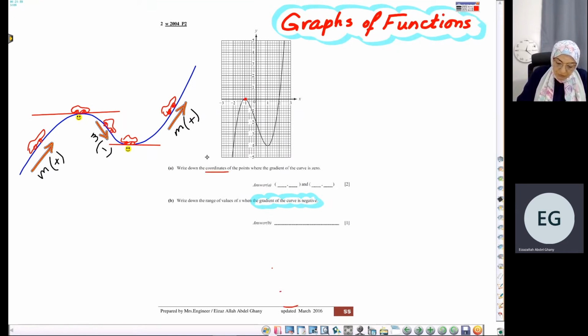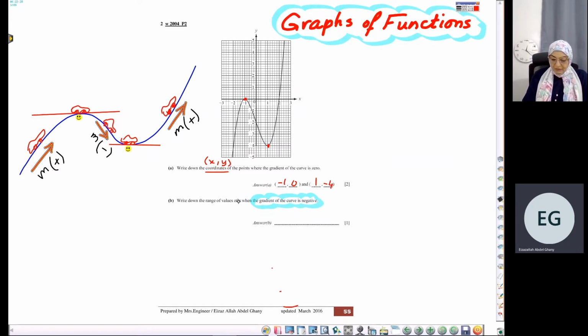What does he mean by coordinates? It means x and y of each point of them. The gradient of the tangent to the curve is 0 at the point on the x-axis, so it is -1 and 0. And this point is below the x-axis, so it is 1 and -4. It is 2 numbers, 2 coordinates, and there is a comma between them. And we usually say the movement on x-axis first and then on y-axis.